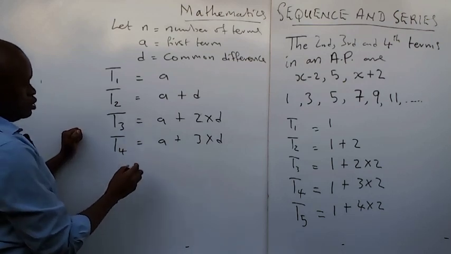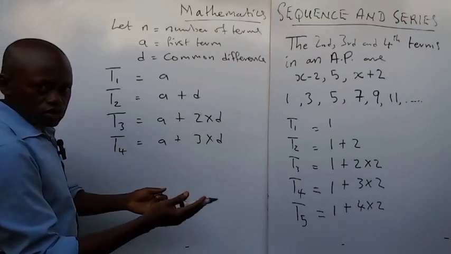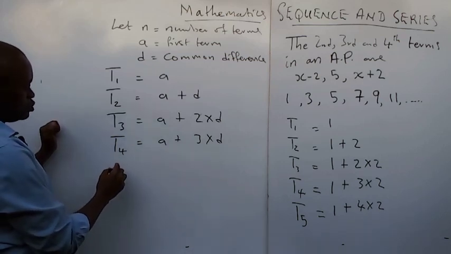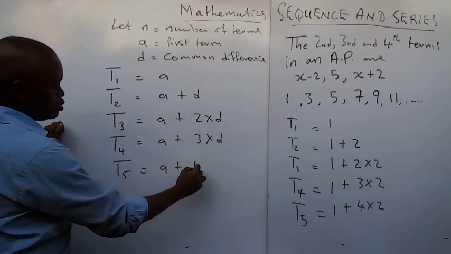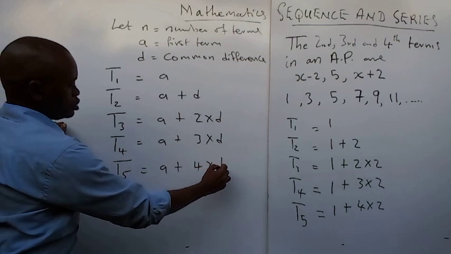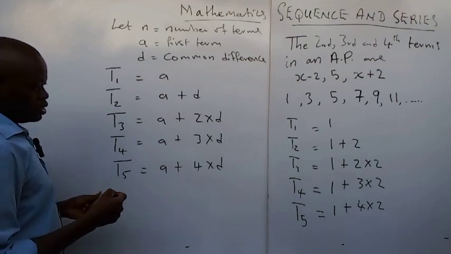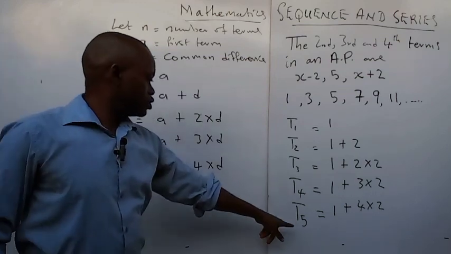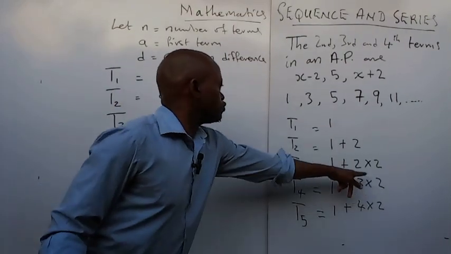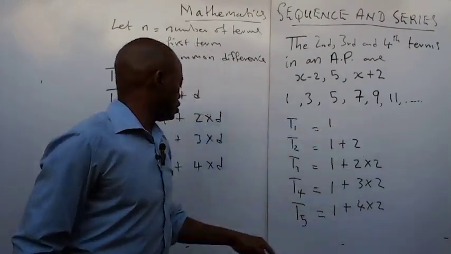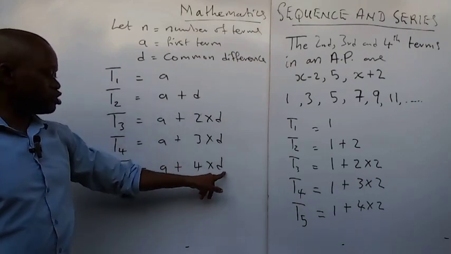Wow. Are we moving towards something now? Can you realize if I also add another one and say T5 is equal to A plus 4 times the common difference? You still realize that T5 is the first term plus 4 times 2. 4 times 2 is 8, plus 1. That will give us 9. So I can represent it as A, the first term, plus 4 times the common difference.